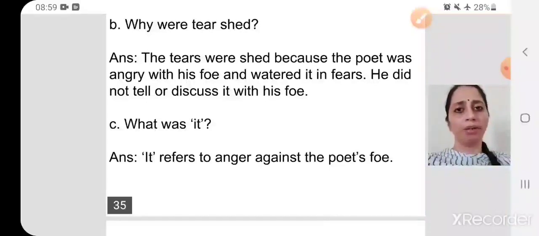So, students, I hope the poem as well as the literary devices as well as the reference to context is clear to all of you.